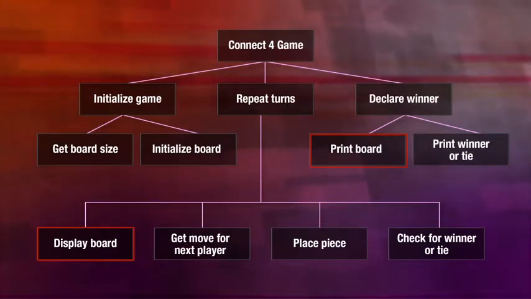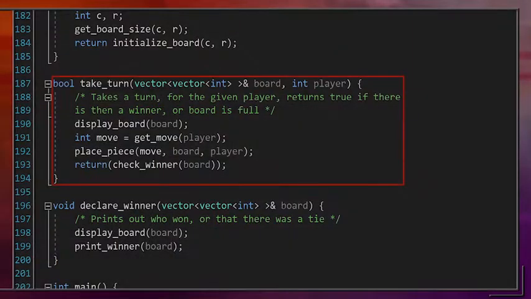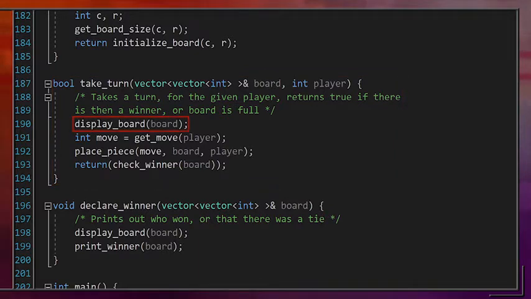So let's look at one of the interior nodes also. We'll look at the take turn function. Taking a turn consists of 4 steps. First, we display the board, then we get the player's move, then we update the board based on that move, and finally we check to see if the game is over, if someone has won, or if the board is full and no more operation is possible. If the game is over, we return true, otherwise we return false.